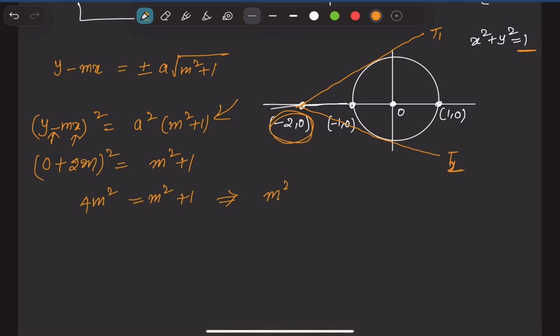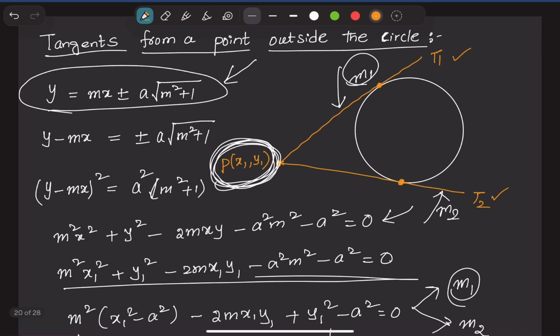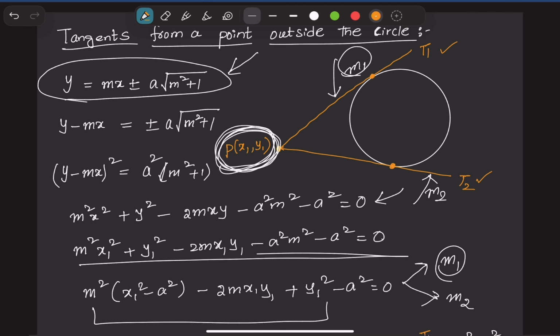This implies m square equals 1 upon 3, and this implies m equals plus or minus 1 by root 3. So we got two values for m. m1 is 1 by root 3, which is the slope of this particular tangent, and m2 is minus 1 by root 3, which is the slope of this particular tangent. Now you know the slope 1 by root 3 for this tangent, and you know the point that lies on this tangent. So you can easily use point slope form to find the equation of the tangent, and similarly for the tangent T2. I hope you're clear with this particular concept.